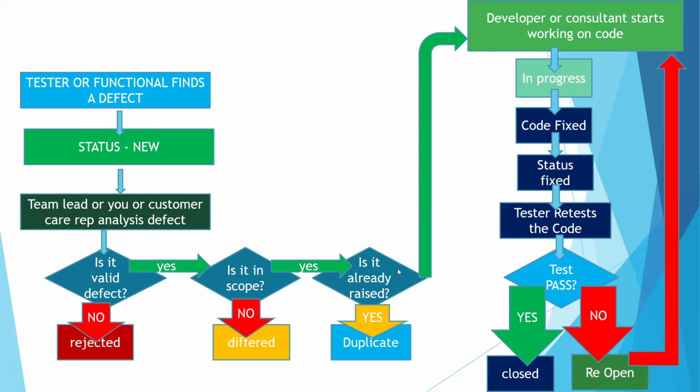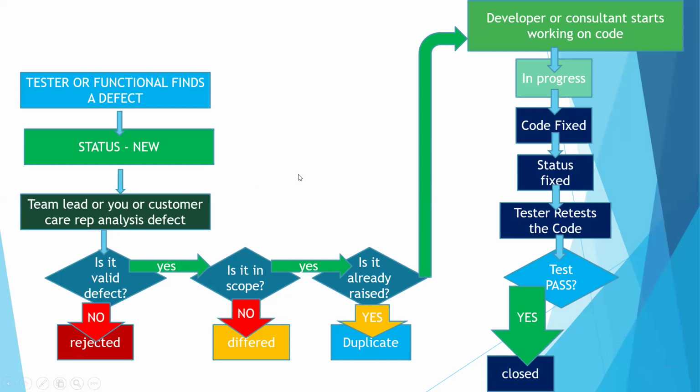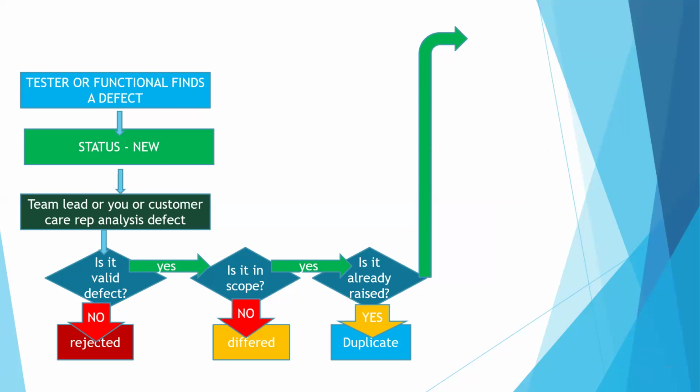If all these cases are crossed and everything is fine, the developer or consultant starts working on the code. Then it is in progress. If it is a code fix, configuration fix, data fix, IDoc fix, or interface related fix, the status will be fixed. The tester retests the code. If it passes, they will close it. If it does not, they will reopen it. The cycle runs like this until the defect is closed. This is how it happens. Any defect, for that matter, follows the same scenario.